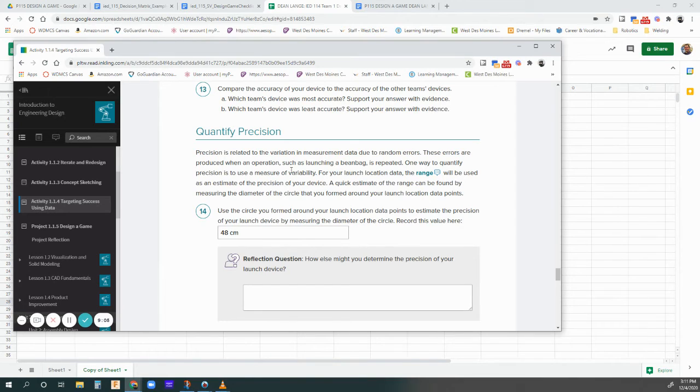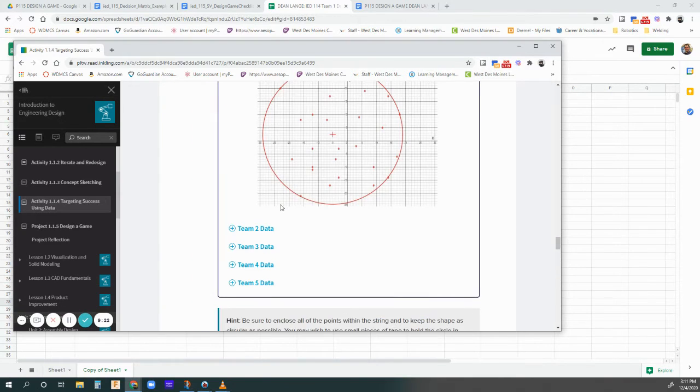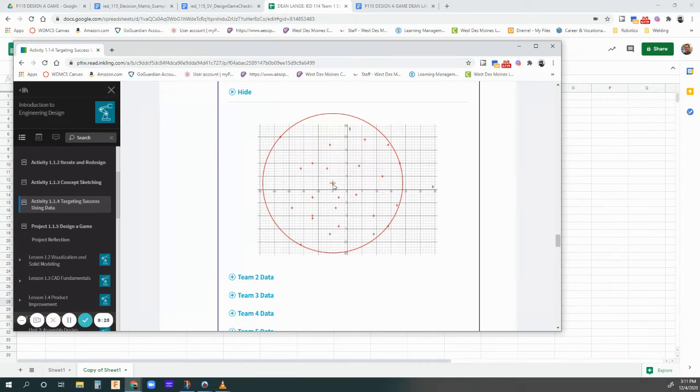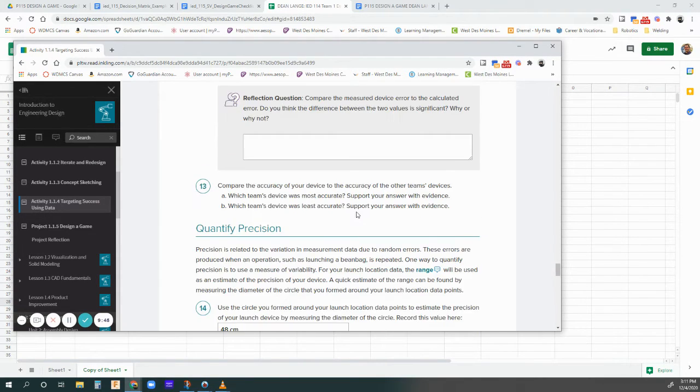Now, as we move on here, now we have to quantify the precision. All right, so it says use the circle you formed around your launch location data points to estimate the precision of your device by measuring the diameter of the circle. Well, what's the diameter of my circle? There's the center of it. And if I go over here, I'm at about the 19 centimeter side. So I've got 19 centimeters, and then I was 5 to the left. So 19 and 5 is 23, and that's my radius. So my diameter is going to be 46. And you can see that I put that right there.